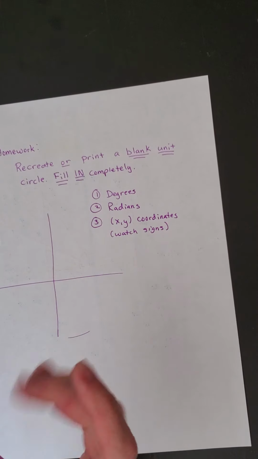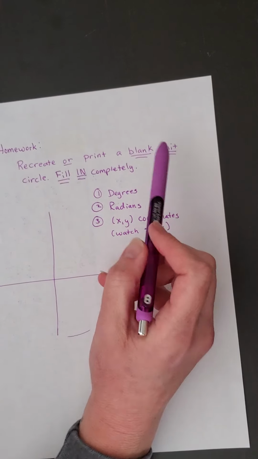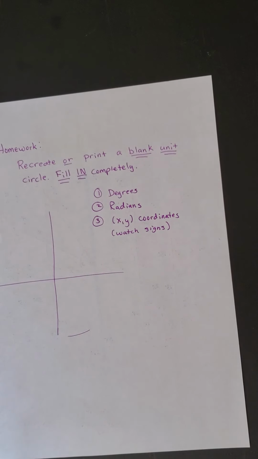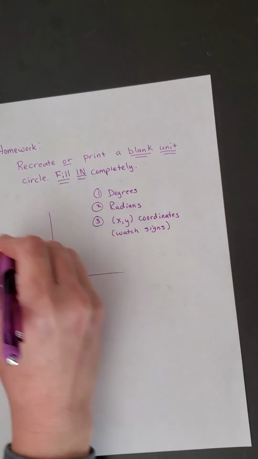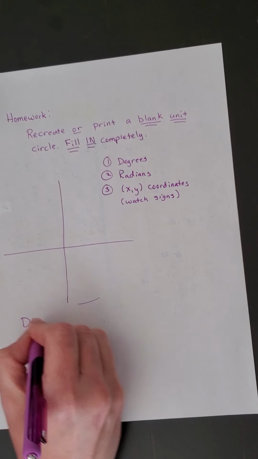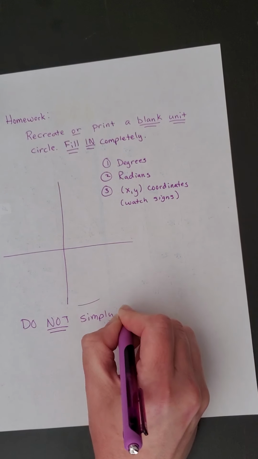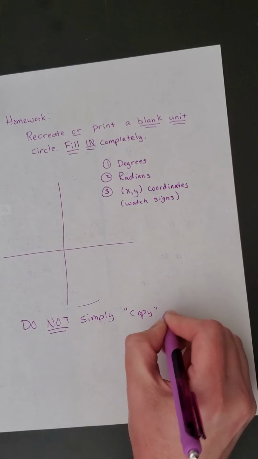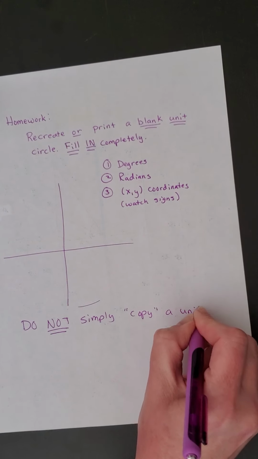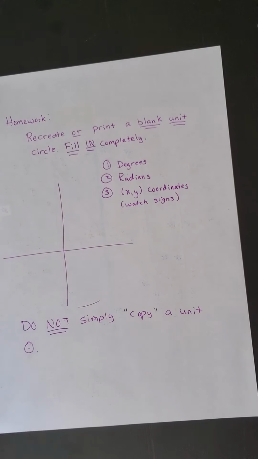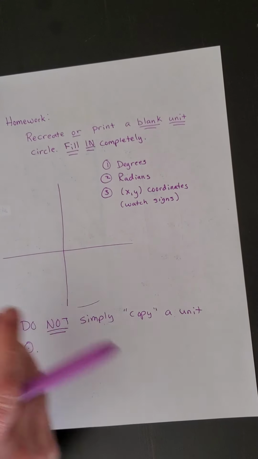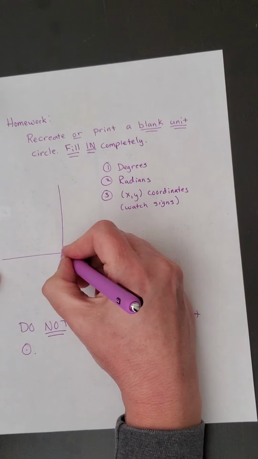All right, and what I was saying about printing a blank unit circle, I actually gave you guys on the last classwork a blank unit circle to use. And I gave you a completed unit circle to use. So what you're not going to do, I guess I'll put it down here: do not simply copy a unit circle. What I want you to try to do is to think about it.